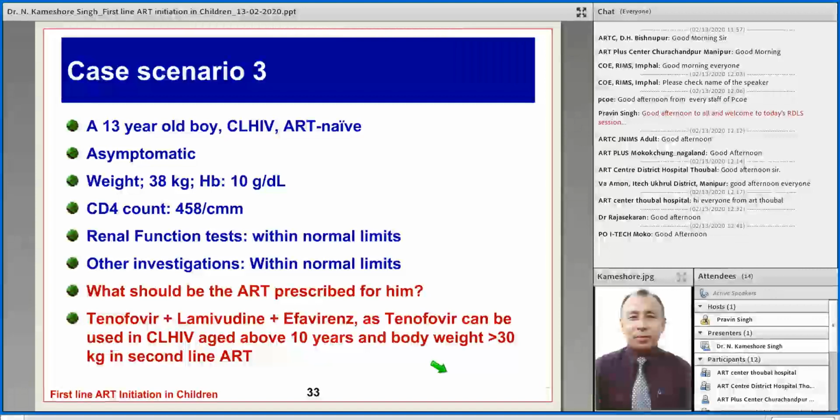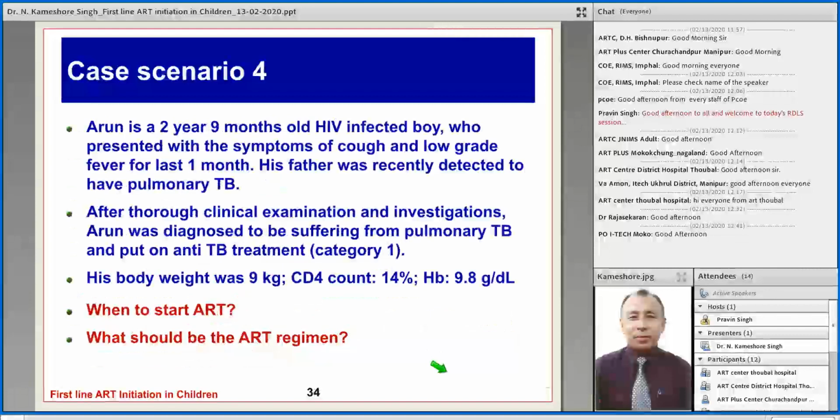So, we can use tenofovir, as age is more than 10 years and weight more than 30 kg, plus lamivudine and efavirenz. Tenofovir can be used in children above 10 years, body weight greater than 30 kg, and no renal function abnormalities. Next.